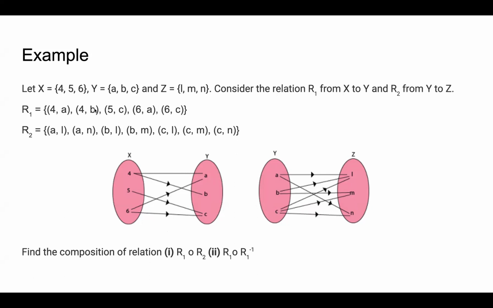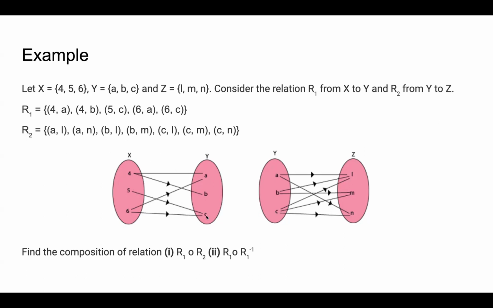Here the relation is given, and from this diagram we can draw it. 4 to A is given, 4 to A relation is there, so an arrow should be there. 4 to A and 4 to B is there, so 4 to B also we can see. Then 5 to C is there. And then 6 to A and 6 to C. 6 to C is also there.